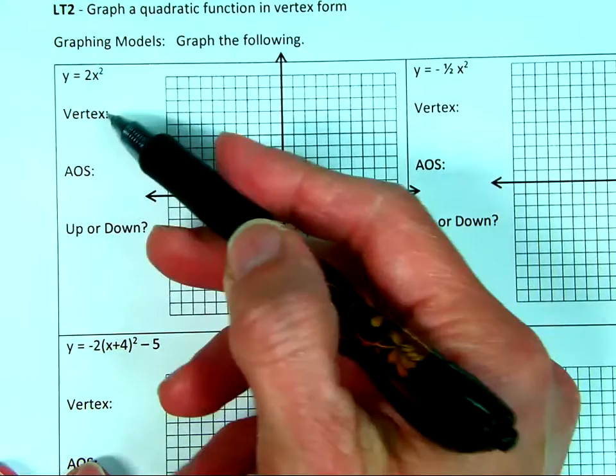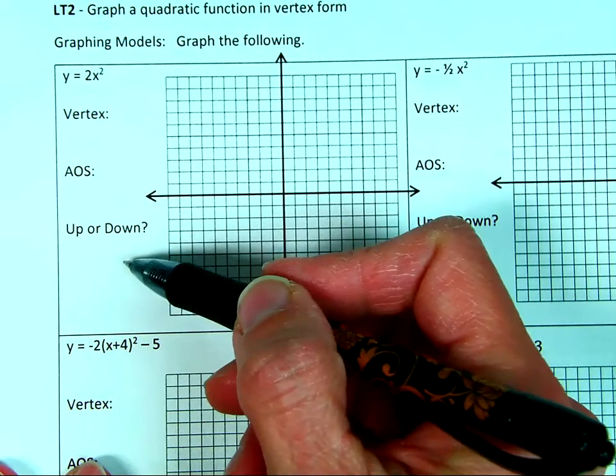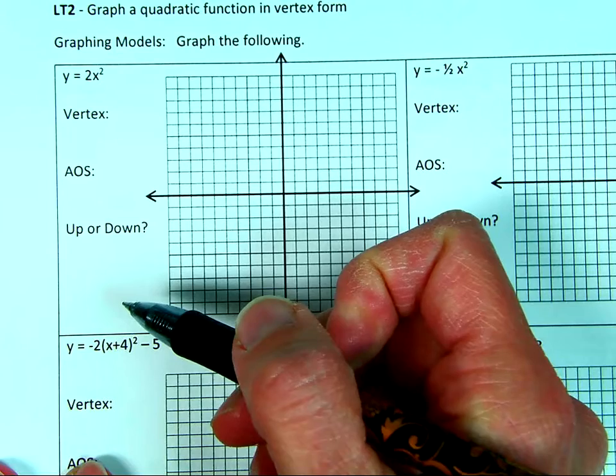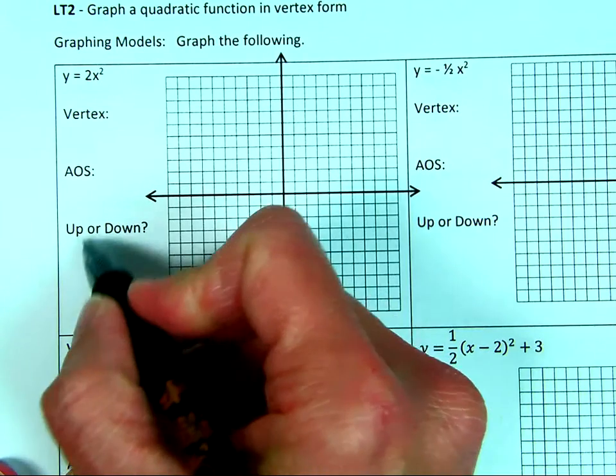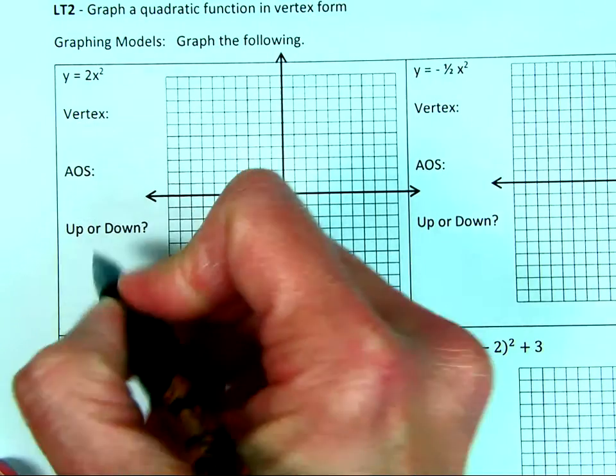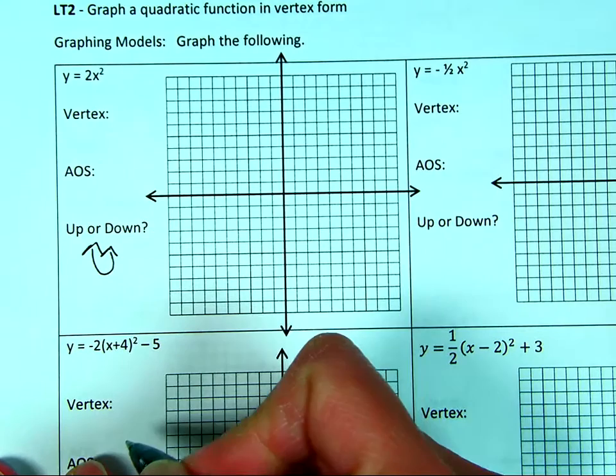So we're going to also find our vertex, or axis of symmetry, and we're going to decide whether it opens up or down. So we did that the other day. Well, how do we know if it opens up or down? If a is positive, it opens up. So we know that that one opens up.